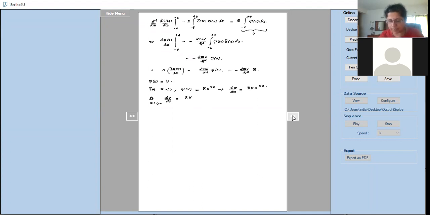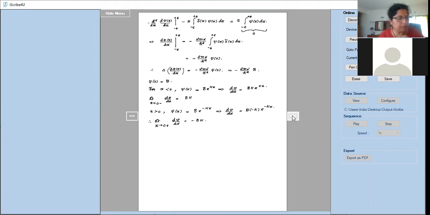Let's write from the other side. For x greater than 0, your psi of x is going to be equal to b e to the power of minus kappa x, which implies that your d psi dx is going to be b times minus kappa e to the power of minus kappa x. Okay, so therefore, the limit of x going to 0 from the positive side of d psi dx will be nothing but minus b kappa.